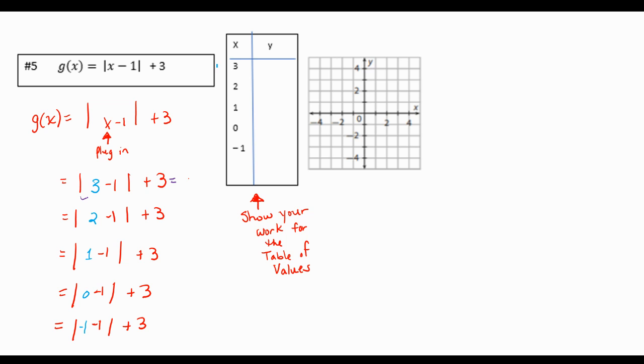Okay, so we're going to do this first. 3 minus 1 is 2. Absolute value of 2. That would be a 2, right? Right here it would be a 2. So it asks you, what's the absolute value of 2 plus 3? Absolute value of 2 plus 3 would be 5. So right here we're going to put a 5. Okay, what's 2 minus 1 on the inside? That would be the absolute value of 1 plus 3. Well, that would be equal to 1 plus 3, it would be equal to 4.